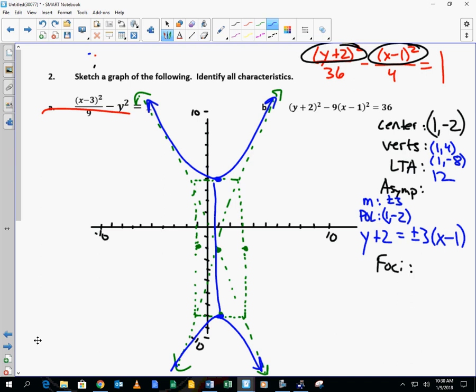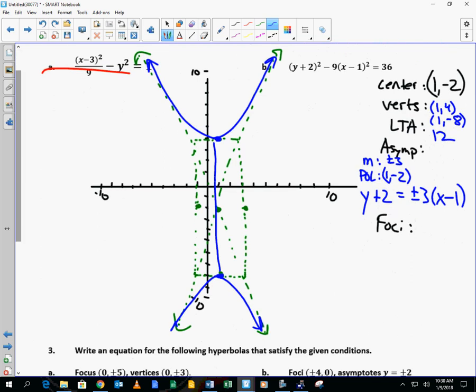Question? Nope. Shaking me off. Yeah, the rise of the box is 6 from the center, like when we construct the box. You know what I mean? You're right, the box is 12 units total, but I'm going from the center. All right, the foci, the last piece I've got to do here.